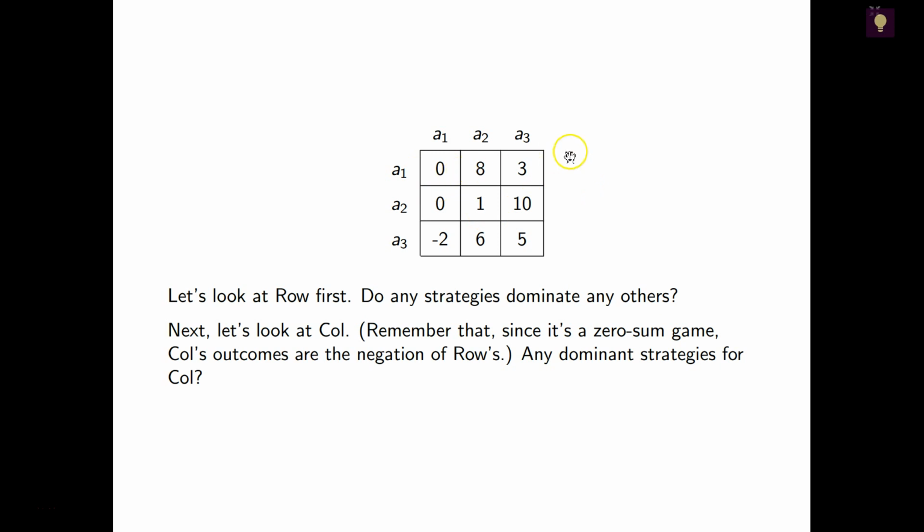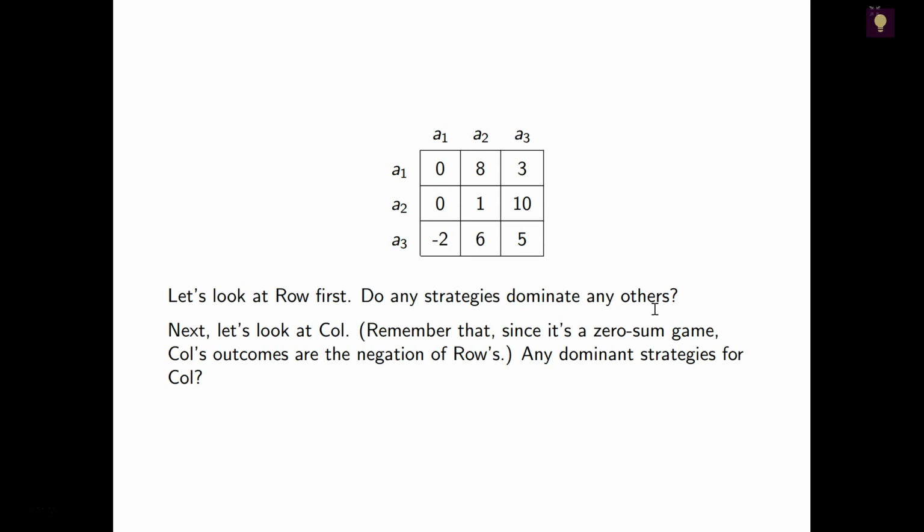Does A1 strictly dominate any other strategy? No, it does not, because 10 is greater than 3. Does A2 dominate any other strategy? No, it does not, because 8 is greater than 1. Does A3 dominate any other strategy? No, it does not, because 8 is greater than 6, and 10 is greater than 5. So, no strategies for row are dominated by any others.